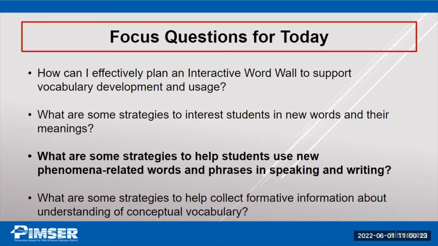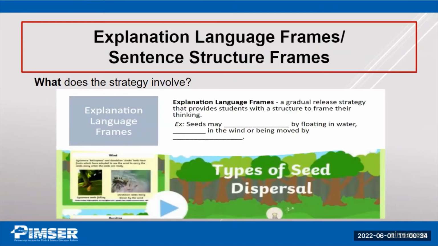So next, we're going to explore some strategies to help students use new phenomena-related words and phrases in speaking and writing. What does this strategy involve? Explanation language frames or sentence structure frames are a commonly used technique that involves providing students with a scaffolded sentence structure to help them complete scientific writing for different purposes. They can take many forms, and they're helpful with using new vocabulary in speaking and writing.